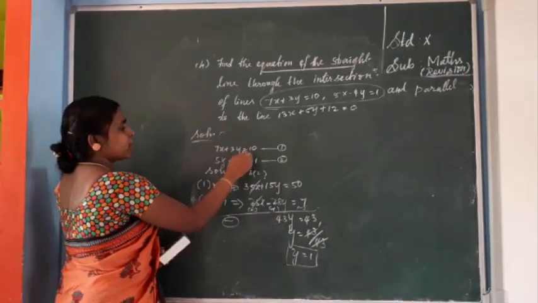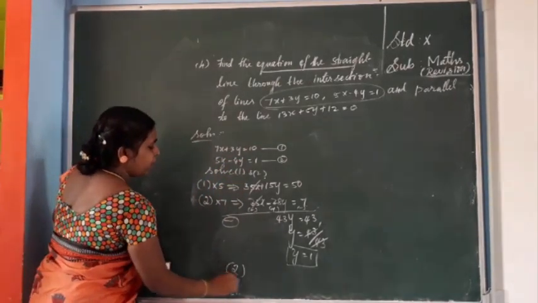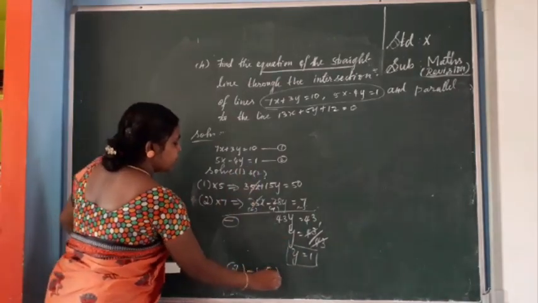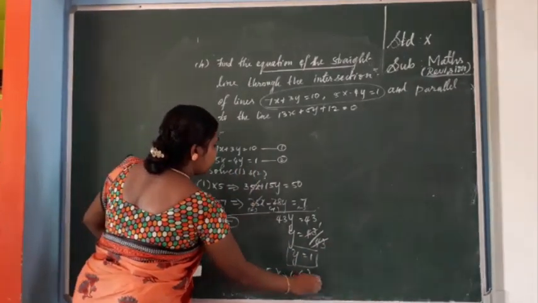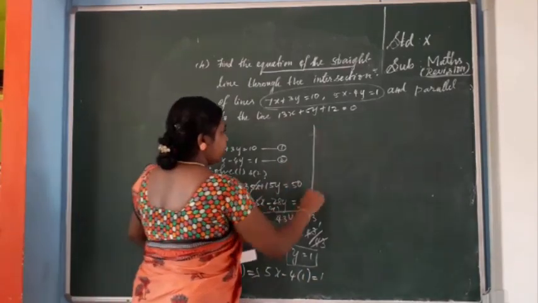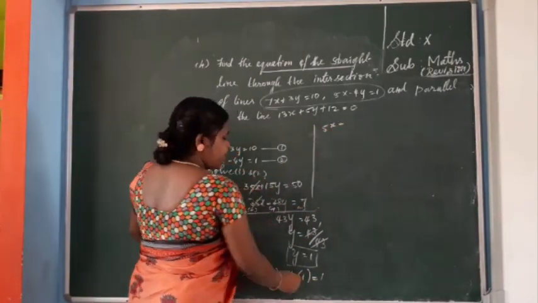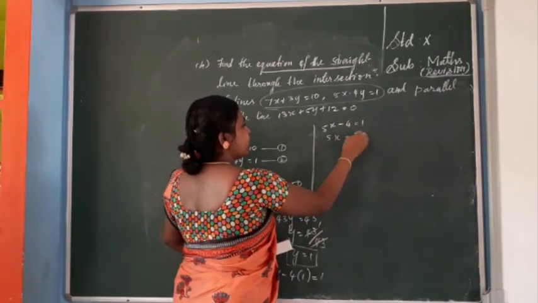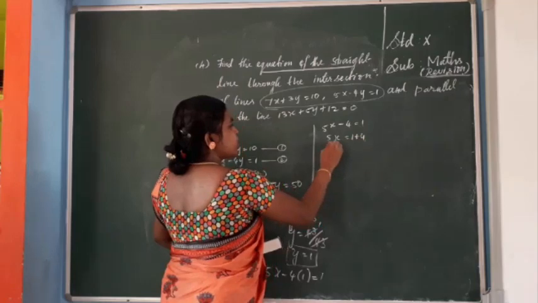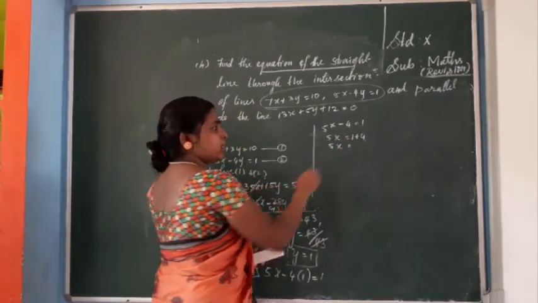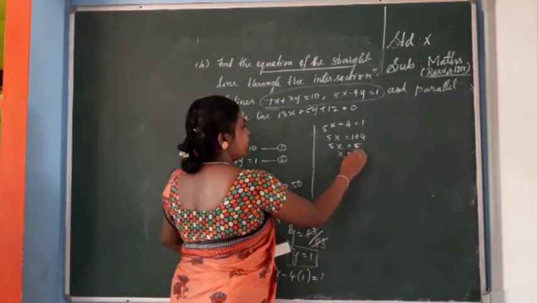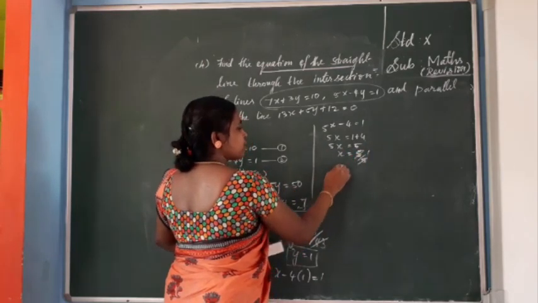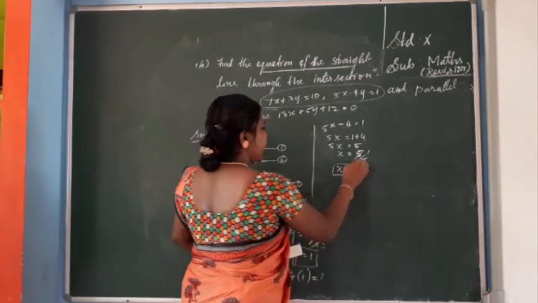Any one of the equations, I am going to use the second equation. Instead of y, you have to apply 1, isn't it? So 5x minus 4 into 1 equal to 1. 5x minus 4 equal to 1. So 5x equal to 1 plus 4, taking the minus 4 to the right. 5x equal to 5, so x equal to 5 by 5, which is 1. So x equal to 1. Now we got the x also.